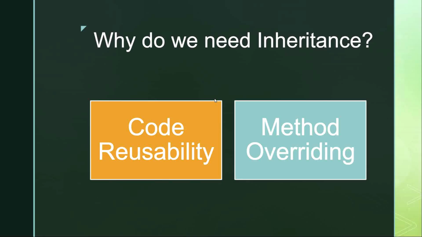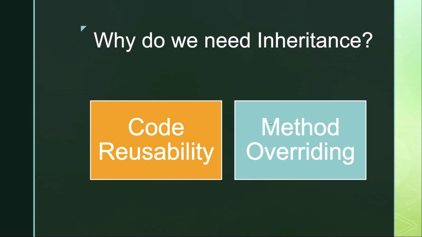So why do we need inheritance? The first reason is code reusability. Whatever methods and variables you created in the parent class can be accessed using the subclass or the child class. You need not create those variables again. So that would be really efficient.